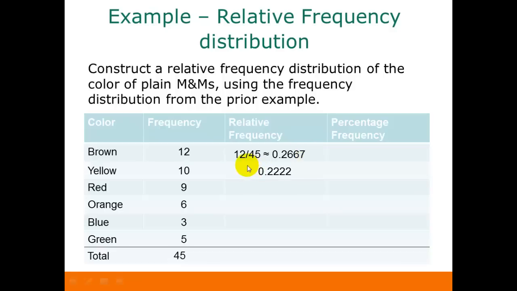For our next one, we would divide 10 by 45, then divide 9 by 45, 6 by 45, divide 3 by 45, and divide 5 by 45 to get the rest of our relative frequencies.